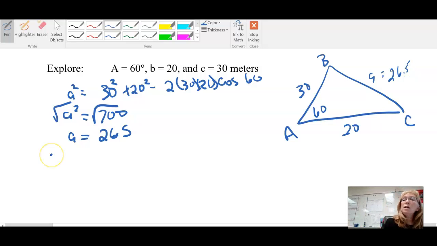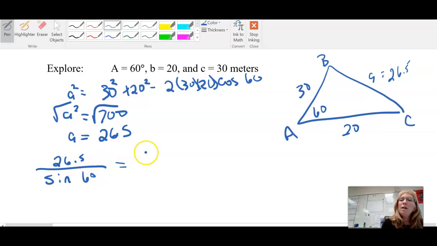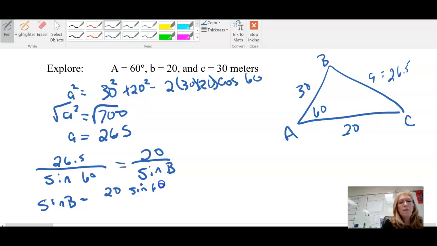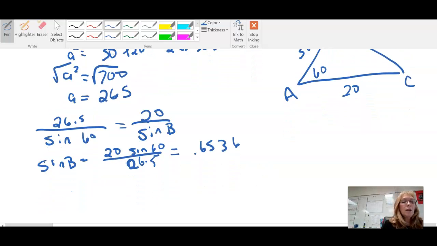So now you were down to law of sines. So you should have done 26.5 over the sine of 60. I'm hoping you recognize the sine of 60. You could have saved yourself some time. But if not, that's okay. And let's do B first. 20 over the sine of B. Do your math. So now we have the sine of B is equal to 20 times the sine of 60 all over 26.5. Type it in your calculator and you should have got 0.6536. Do not clear your calculator.